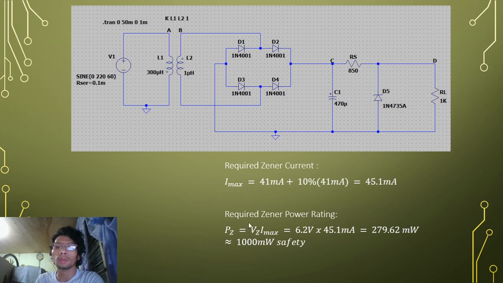And according to the datasheet of the Zener diode, the PZ is equal to 1000 milliwatts, or the safety margin of the Zener diode.